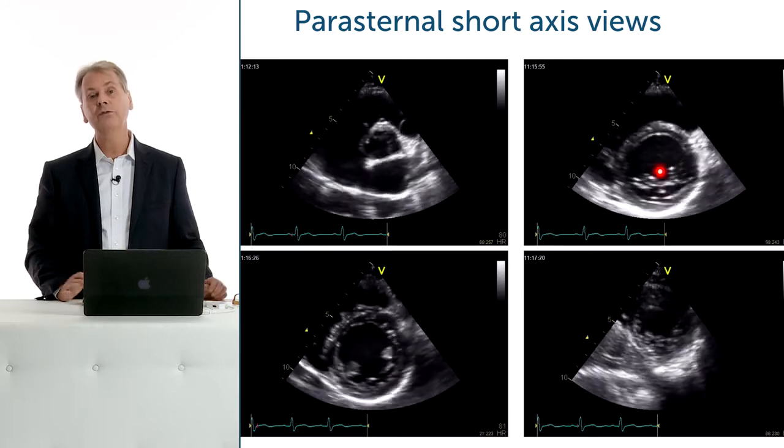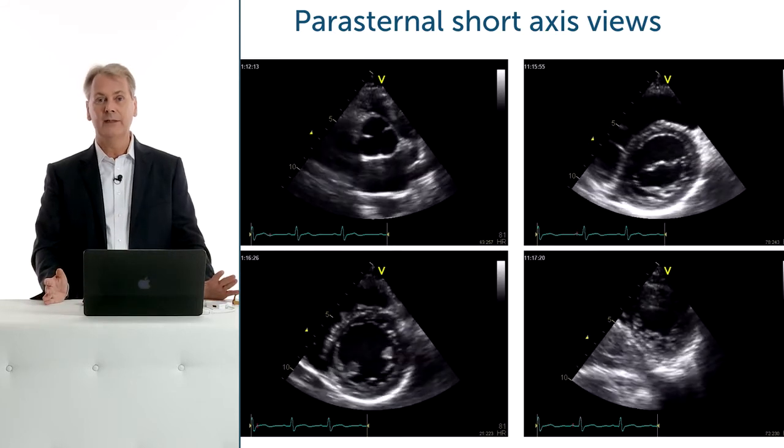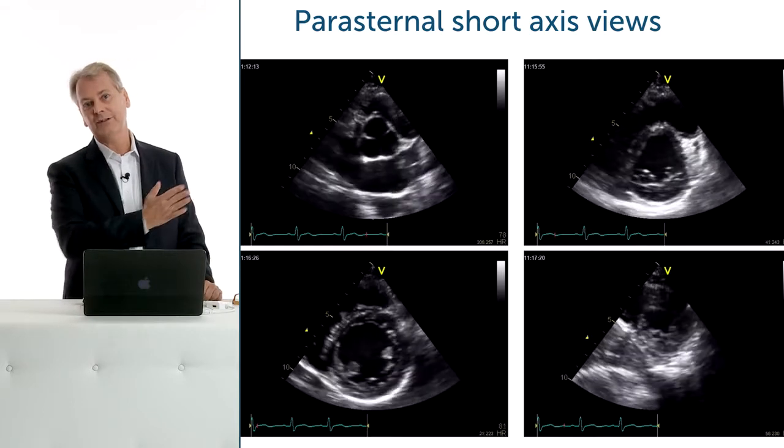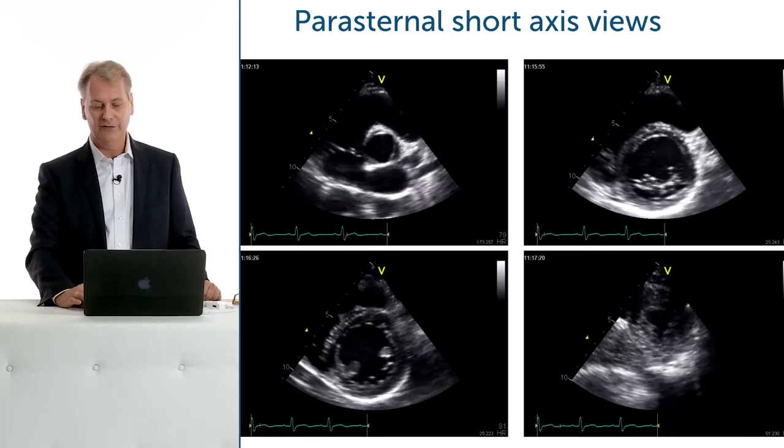Of course, don't forget that there are many views in between and that it's advisable not only to look at the standard views, but to scan through the entire heart to see all the different portions. Good. So that basically summarizes the parasternal window, but we're not done obviously. In the next chapters, we're going to look at another very important window, the so-called apical window.